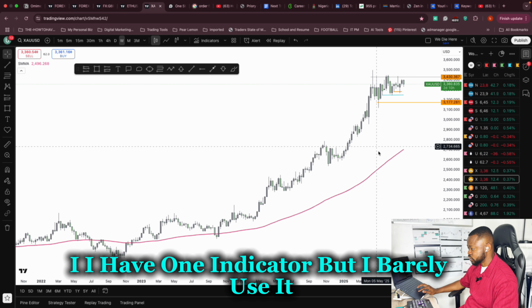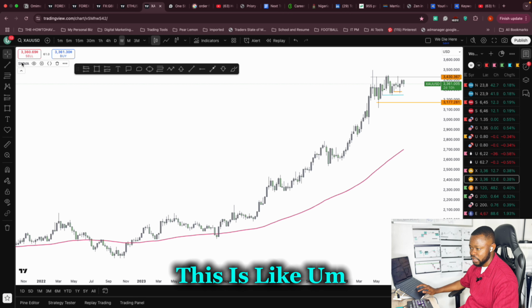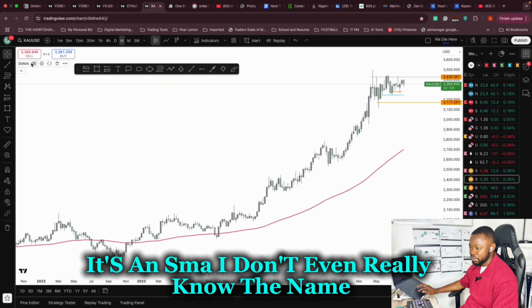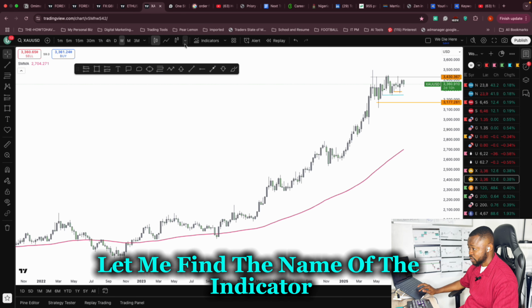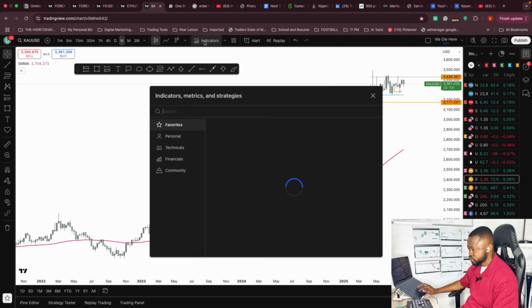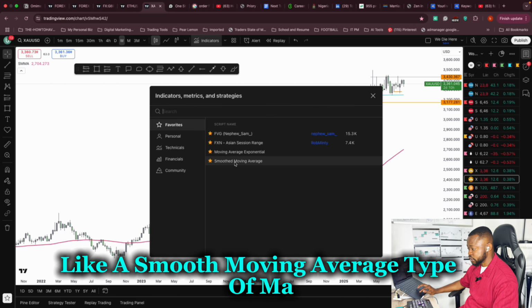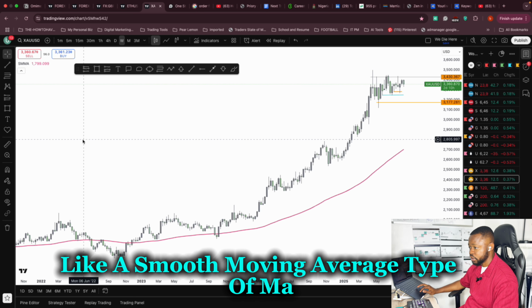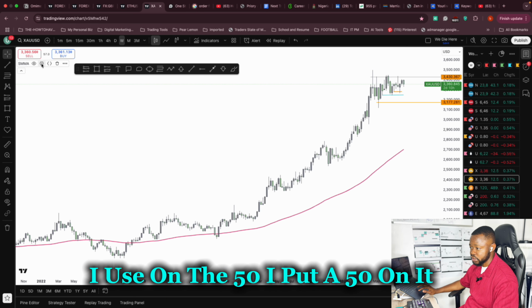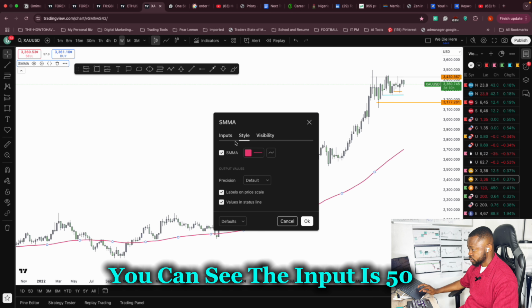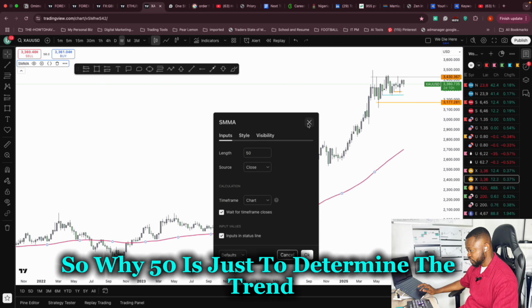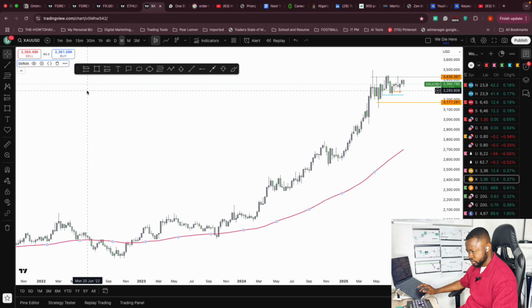I have one indicator, but I barely use it. It's an SMA. I don't even really know the name. Let me find the name of the indicator. It's basically an MA, a smoothed moving average type of MA. I use it on the 50. I put a 50 on it. You can see the input is 50. Why 50 is just to determine the trend.